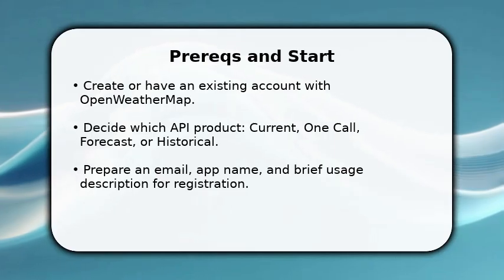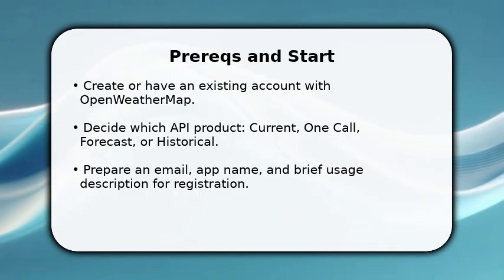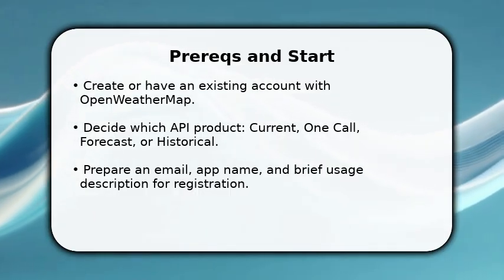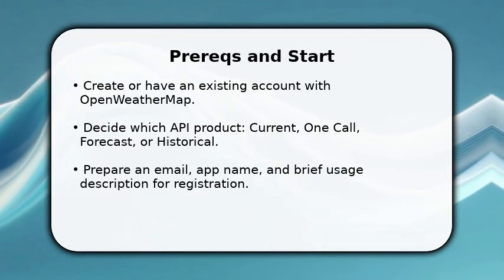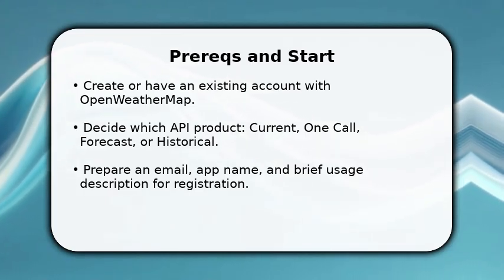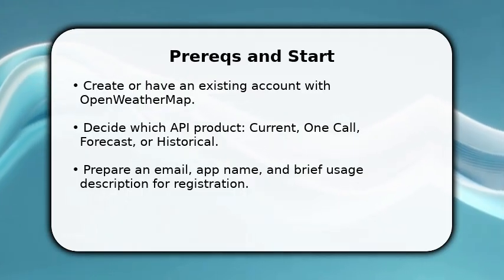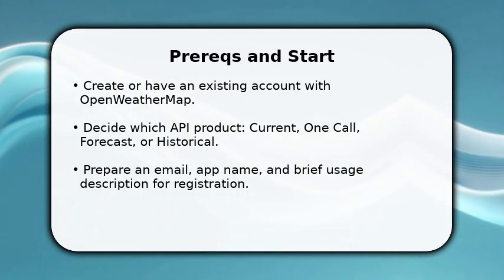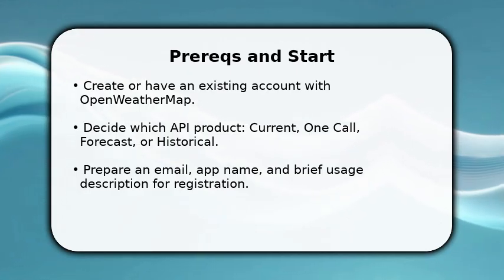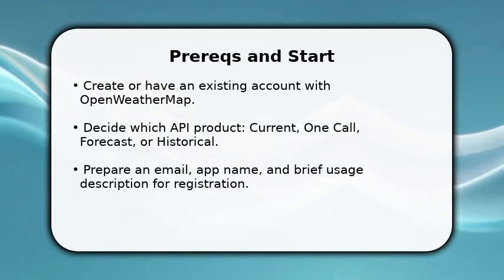You begin with the essentials: an active OpenWeatherMap account and a clear purpose for the API key. Sign in, then choose the specific product you need: current weather, one call, forecast, or historical, because each has different endpoints and limits. Once chosen, name your application and write a concise usage description. This clarifies quota needs and prevents later rate surprises.